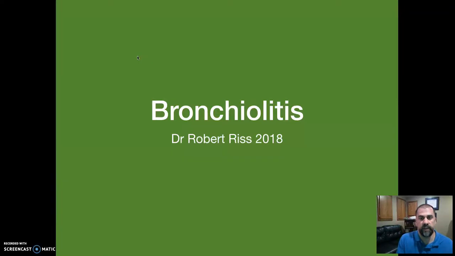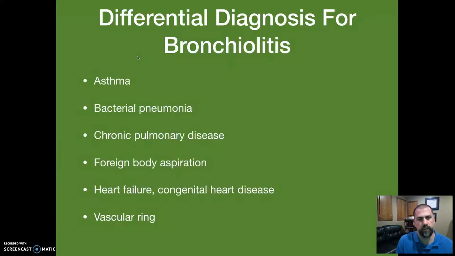All right, let's review bronchiolitis for a little bit. So the differential for bronchiolitis would be asthma, bacterial pneumonia, chronic pulmonary disease, foreign body aspiration, heart failure or congenital heart disease, and vascular ring. You will most likely see asthma and bronchiolitis and pneumonia compared to each other.